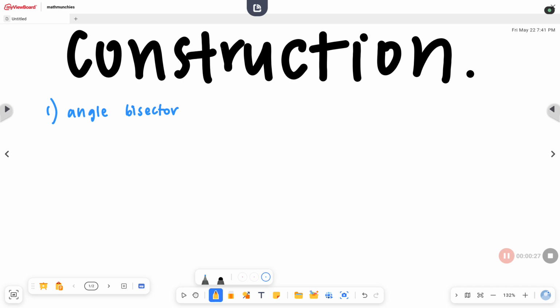Now, what does angle bisector mean? Bi means cut into two, like bicycle. Bicycle has how many wheels? Two, right? Or, for example, bisexual means two genders. So same thing. Bisector means two. That means that you need to draw a line that cuts the angle into equal halves.